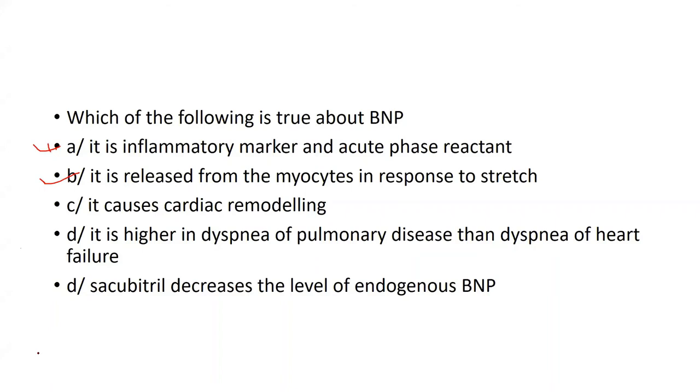Sometimes it doesn't release from the myocyte. I think I will go with D. D? I think it's E because D is two of D.